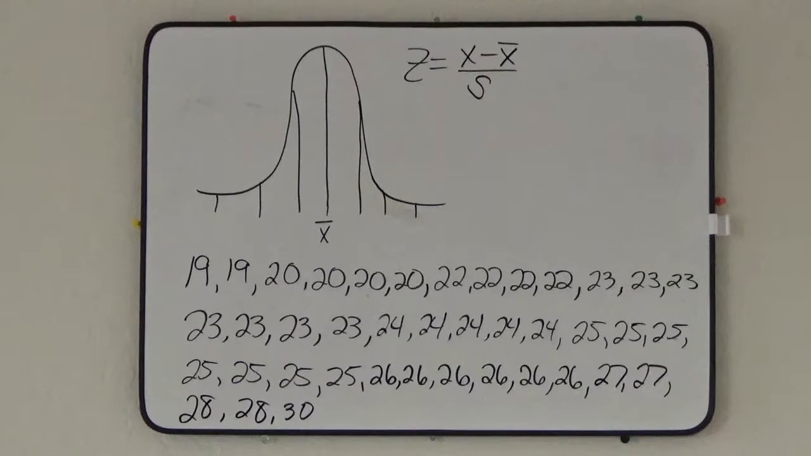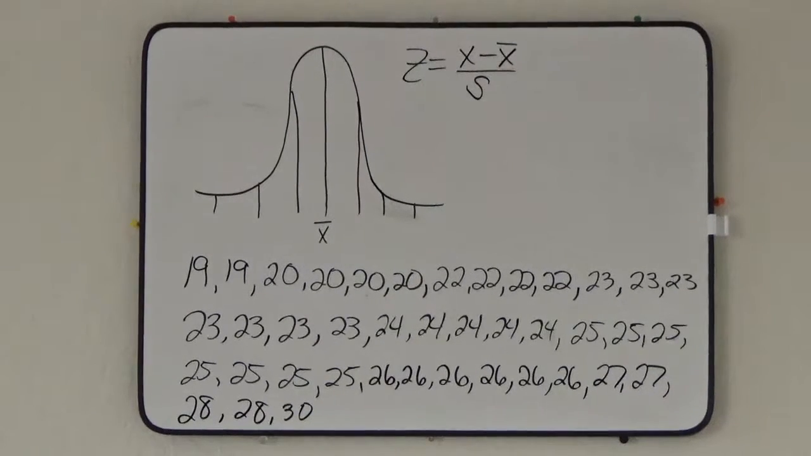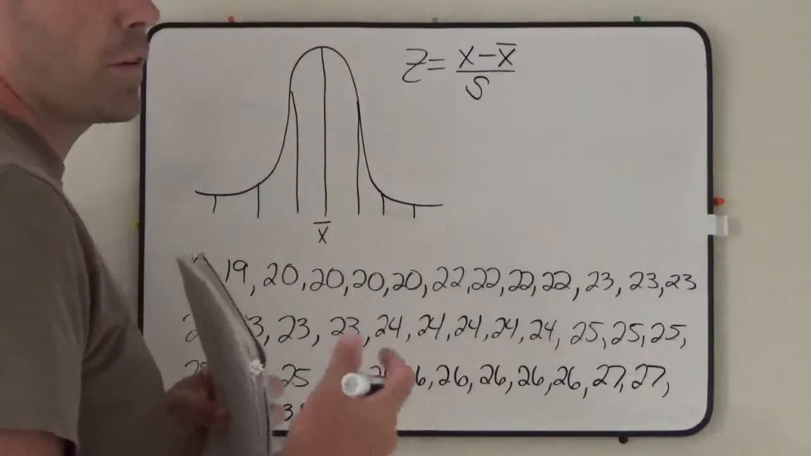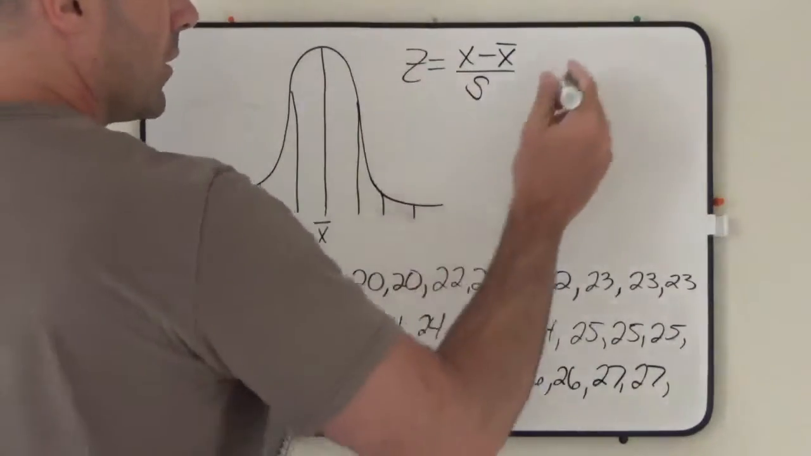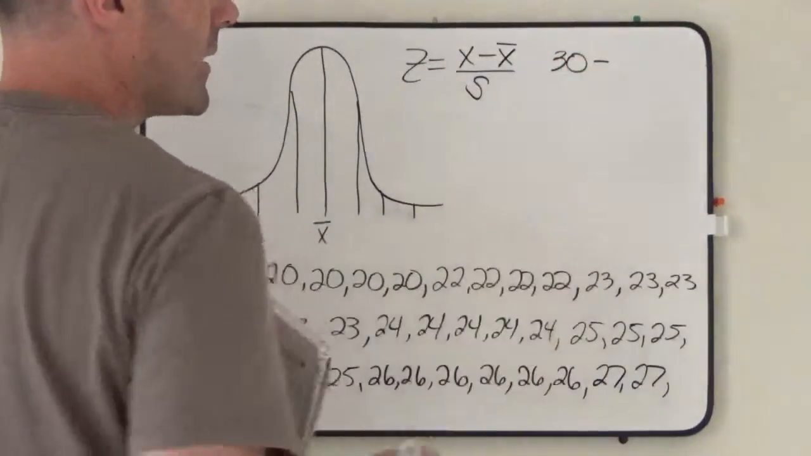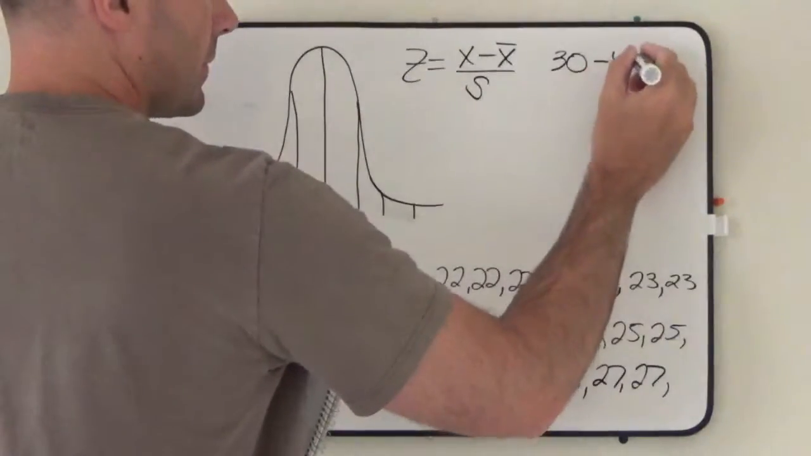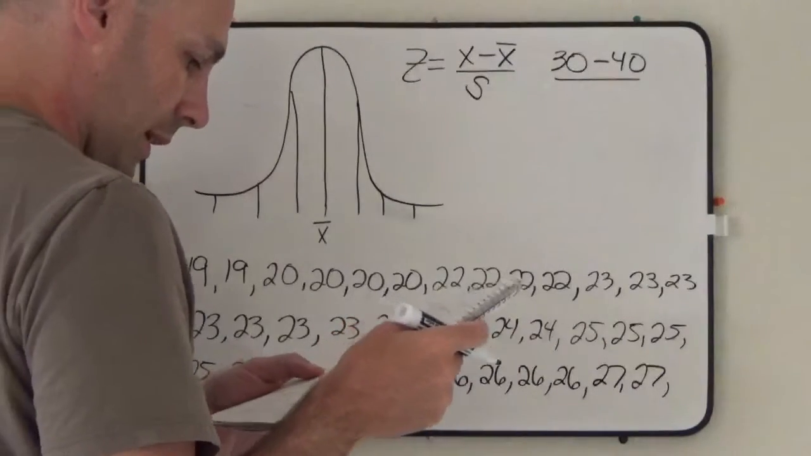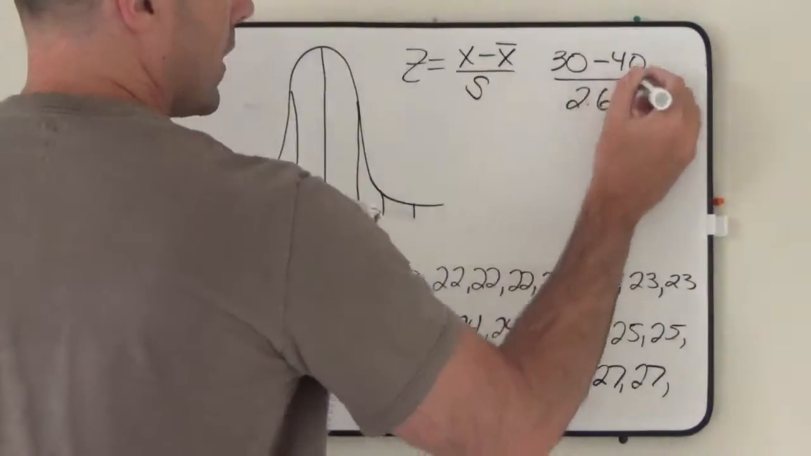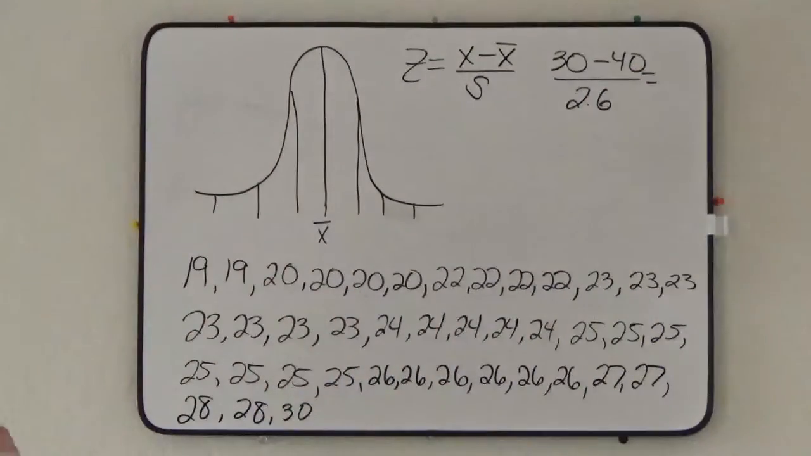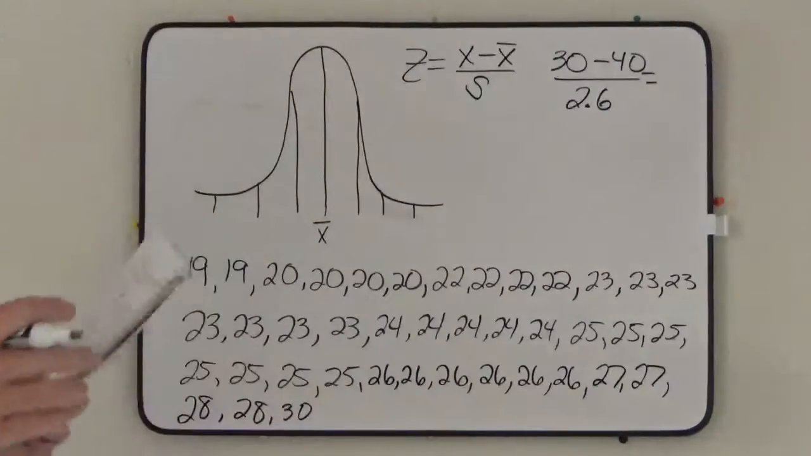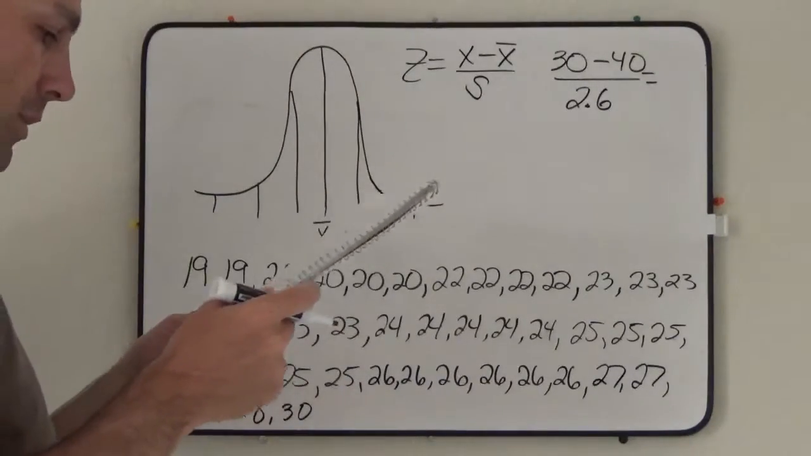So let's take 30 chocolate chips. We want to find out the z-score for 30 chocolate chips. That's my x value. So that would be 30 minus the mean, divided by the standard deviation, which in this case was 2.6. In order to solve it, you need to do 30 minus the mean first on top, then divide by 2.6. The answer will be 2.31.